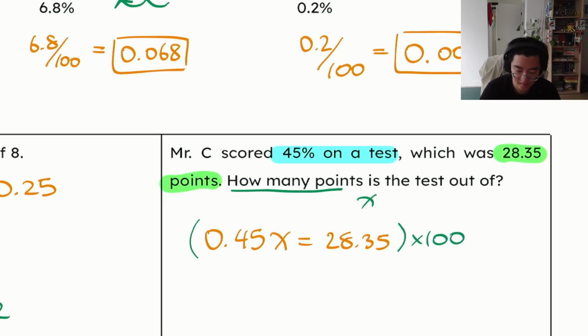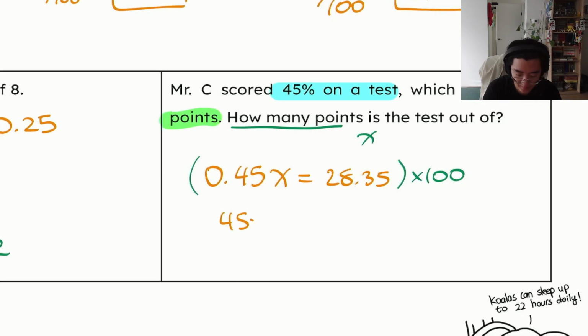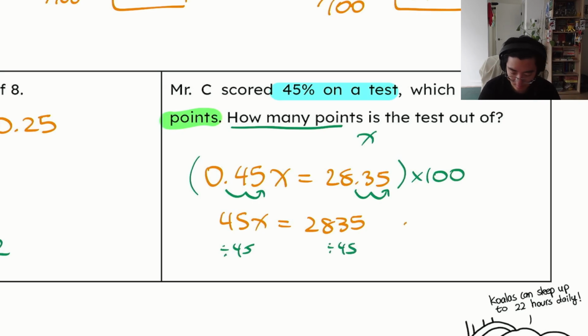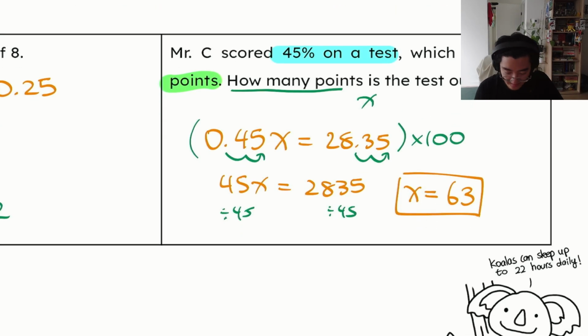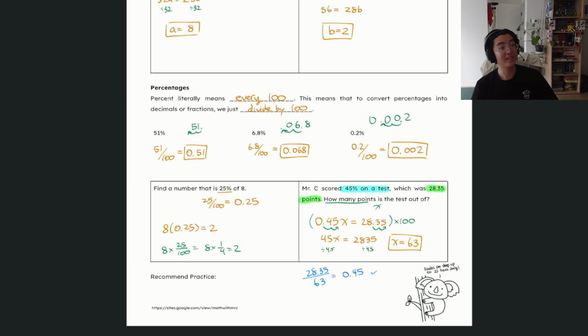Alright, so business as usual. Multiply everything by 100. Remember decimal moving: 1, 2 places, 1, 2 places. Divide everything by 45, which is 63. So the test is out of 63 points, and Mr. C, scoring 45%, is 28.35. And if you check your calculator, 28.35 divided by 63 is indeed 0.45. Okay, so that's how it works with fractions.